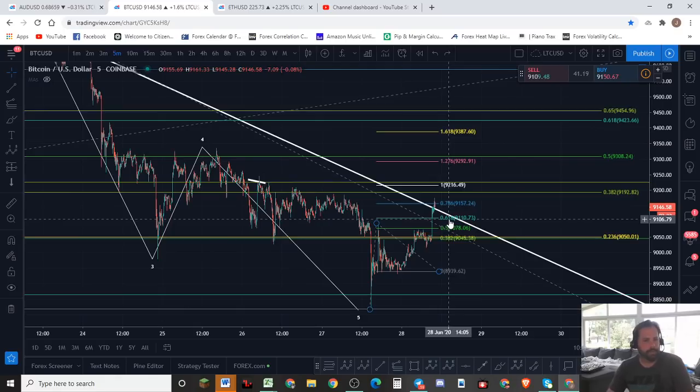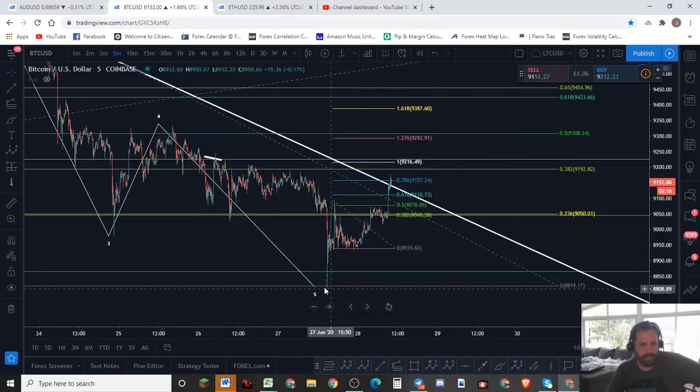All right, guys. Well, there's the wave update. I hope you guys found that helpful to you. Just application of Elliott wave principles and where we might be heading.